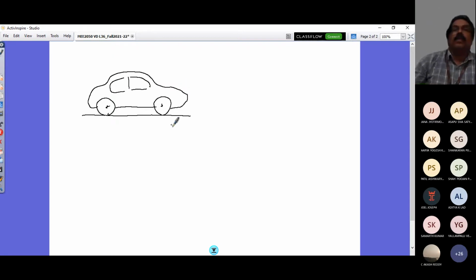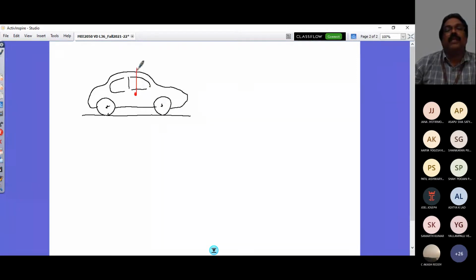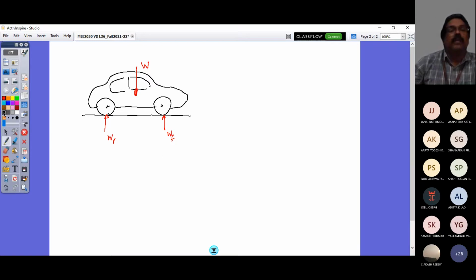Right. So I would have now, if this is the part, its free body diagram is what: the weight of this vehicle would be acting somewhere here, its total weight. And then I would have support reactions. So this is WF and WR. WF and WR. This is a parked vehicle.